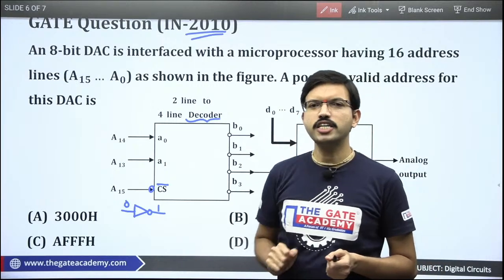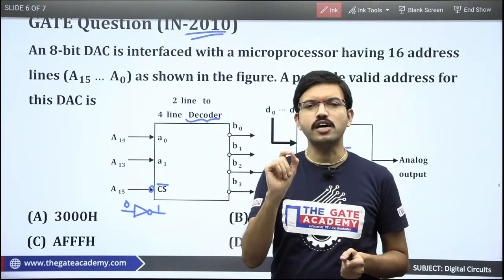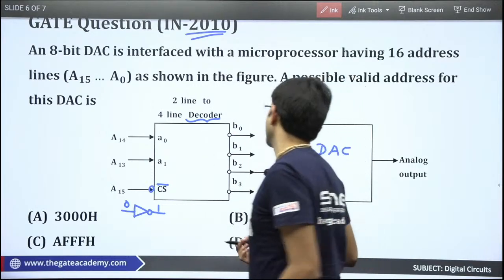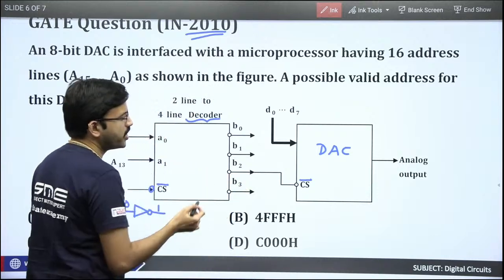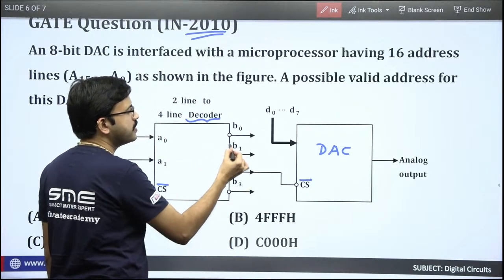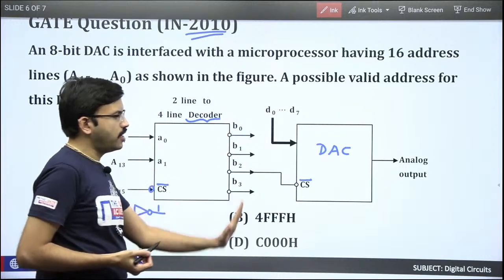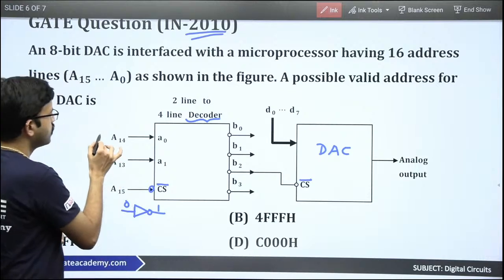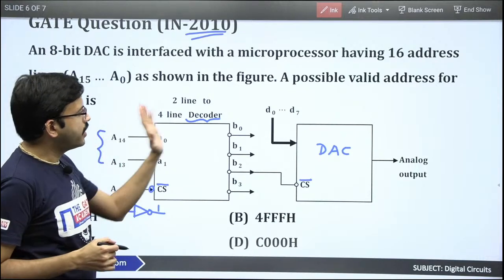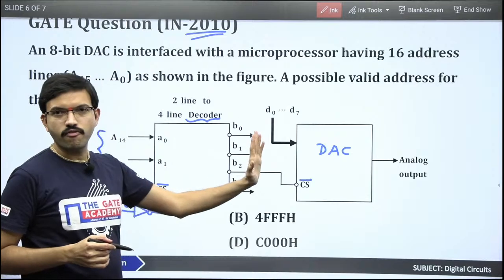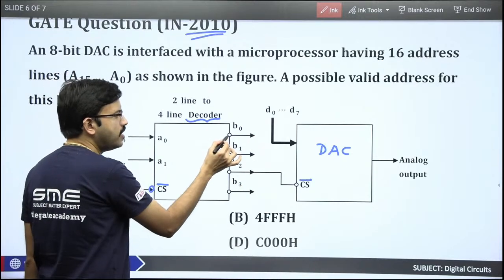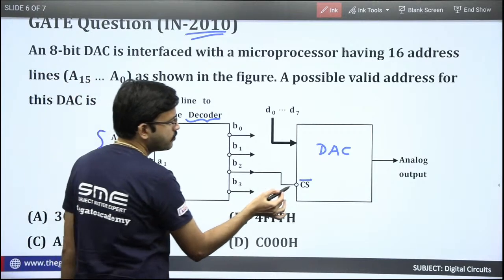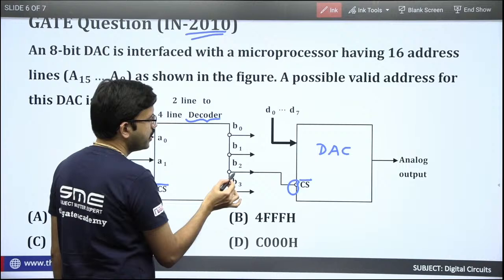What is the basic functionality of a decoder? At any time, how many outputs will be 1? Here we have 4 outputs. Here they have mentioned bubbles. If there are no bubbles, based on the input code available, the respective output will be 1. But here you have a bubble, which means the respective output will be 0. Yes or no? But if you carefully observe, here we have a bubble, here we have a bubble.